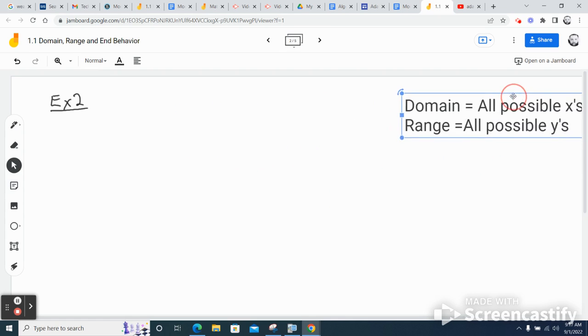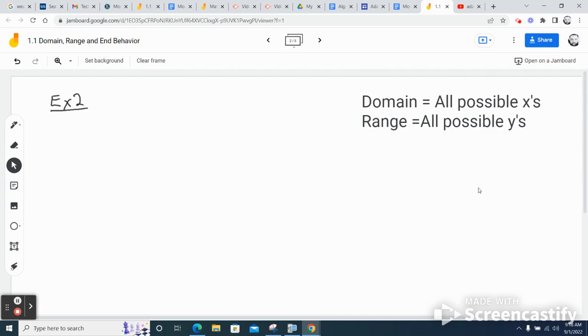So I'm writing this down. Some of you guys said, well, vocabulary cheat sheets up. So I want you to write this down in your notes. Domain is all possible x's. The range is all possible y's.